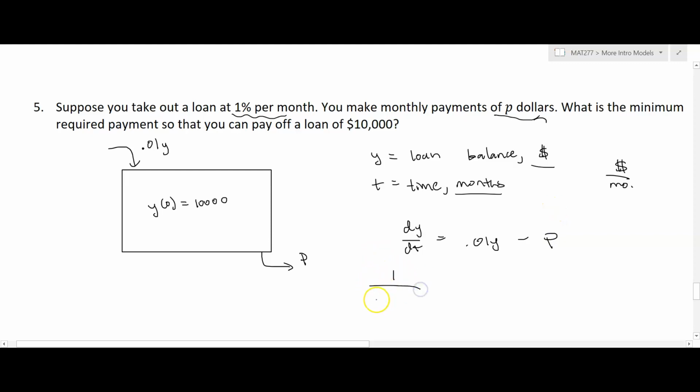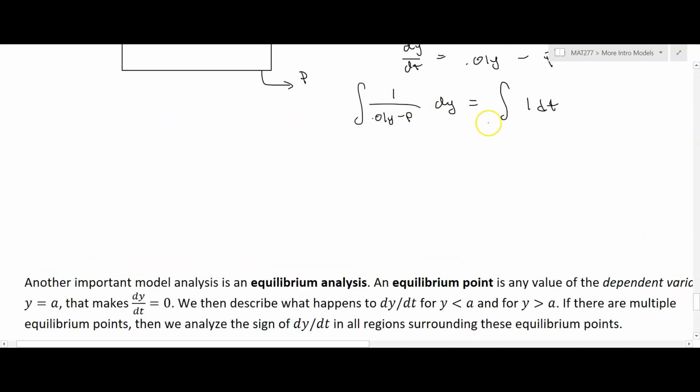So see if you agree with me here, and go ahead and work this off to the side, or go ahead and pause the video and do this on your own. But here's the integral that we'll ultimately have to take care of. And once we do that, I'll just go ahead and do this in my head, but I think we're going to come out with 100 times the natural log of 0.01y minus p equals t plus c.